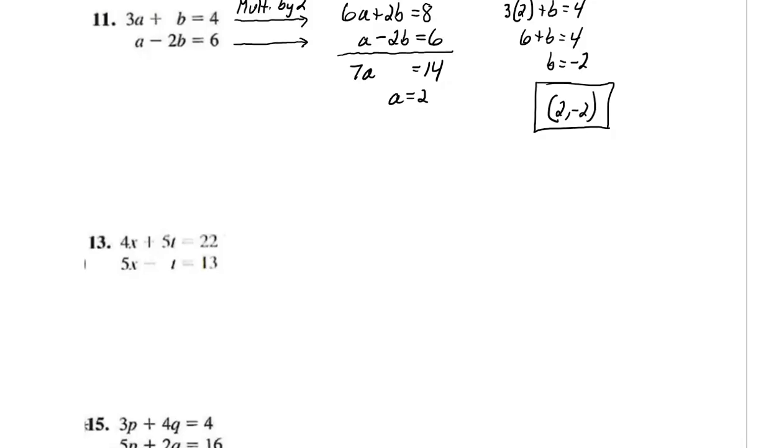Now, number 13, we don't have opposite terms. When you look at the x terms, one of them is 4x and the other is 5x. Those are not opposites. When you look at the t terms, one is positive 5t and the other is negative 1t. Those are not opposites. But if we make the second equation have negative 5t, then it will be the opposite of 5t. So it's the second equation that we want to transform. Multiply by 5.